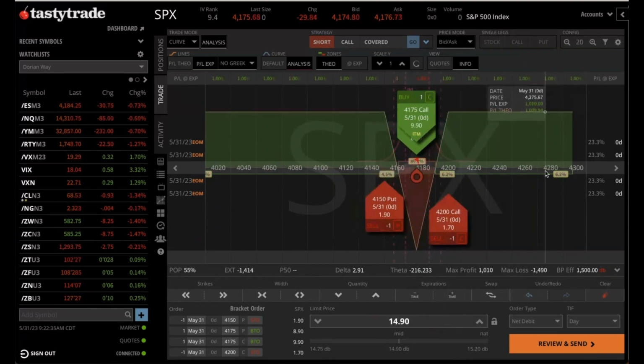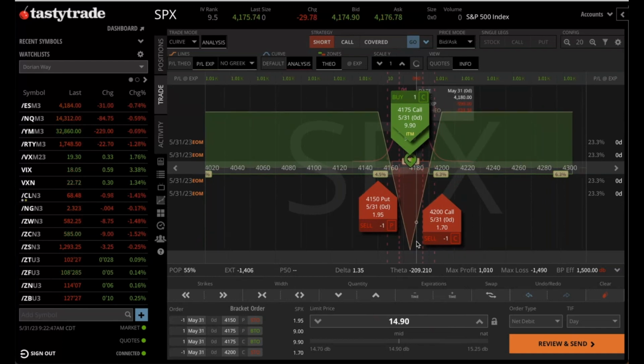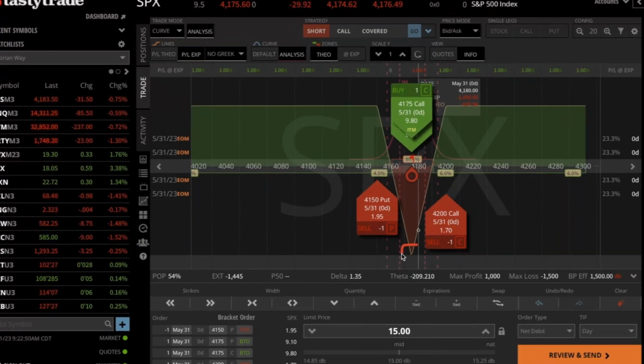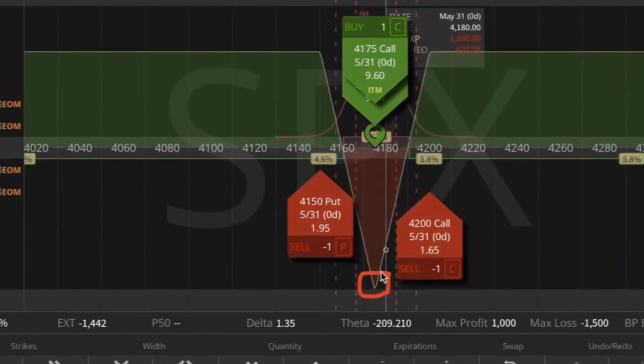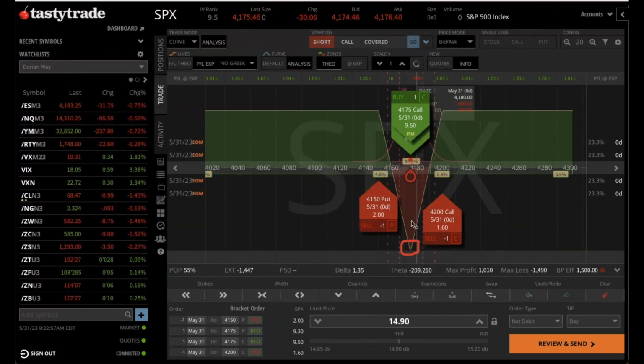So right here, the most you can lose is if it pins right here. Most of the time we're doing the selling of this, and I'll show you that in a second. But in this case, if it stays where it's at, that's where you can lose the 1,500. It's a very, very small probability that's going to be the case, right? But if it goes down a lot, that's how you can win the 1,000. If it goes up a lot, this is how you can win the 1,000.